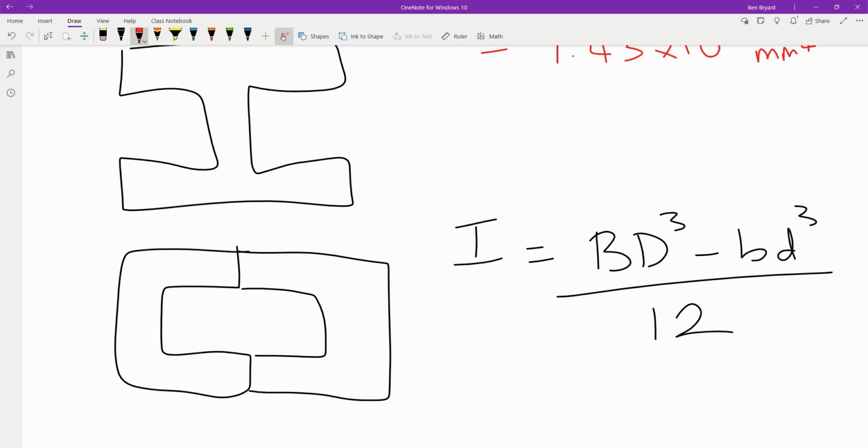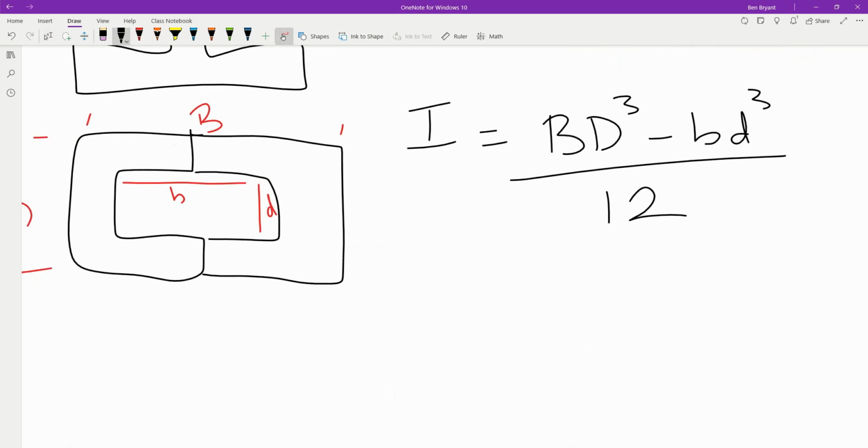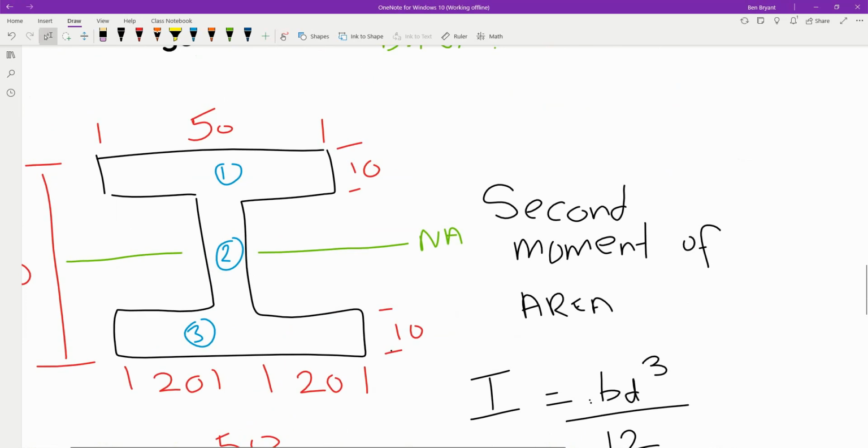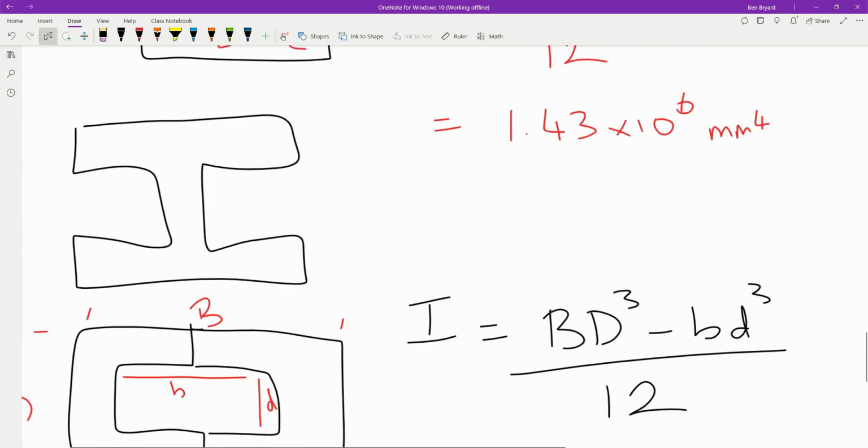So what we're going to do is mark up the big B and then the big D, and you've got the little b, which is the inside breadth that way, and the little d, which is that way. So we can do exactly the same again. When we now put this in, we have 50 times 70, in brackets, minus 20.